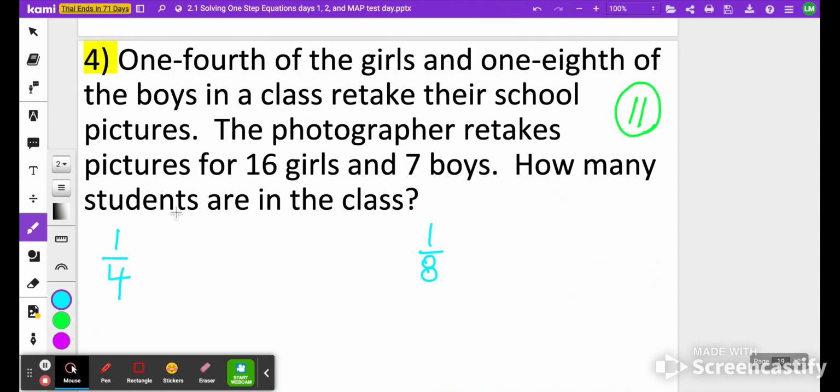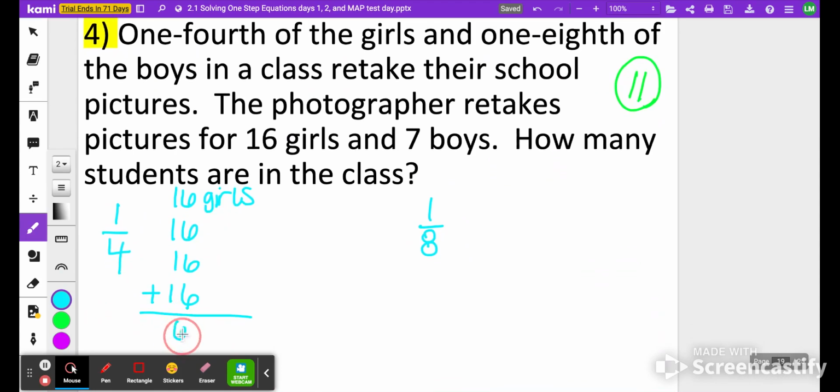To start off, 16 girls is represented by 1/4. So if 16 girls is just one part of 4, that means I would need 4 parts to make up the entire class. So that would be 16 times 4, or 16 added together 4 times. There would be then 64 girls in the class.